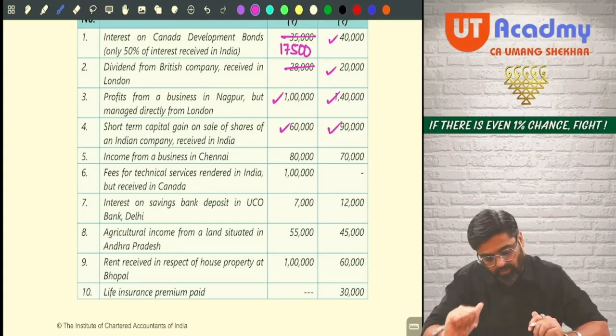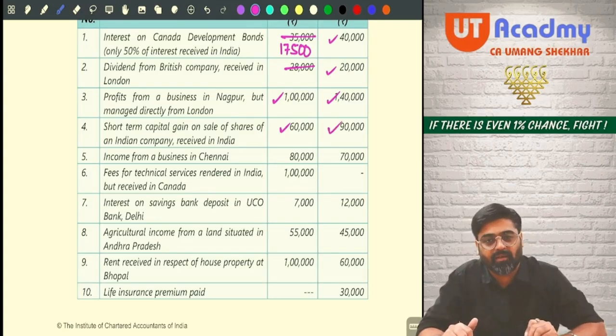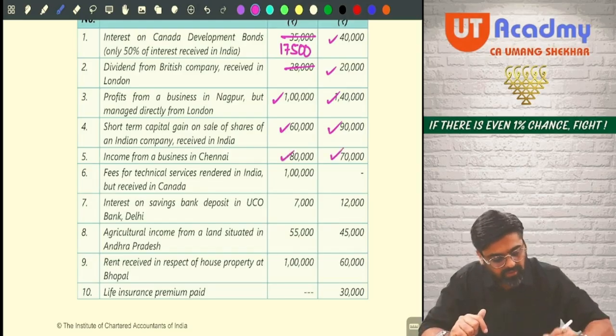Done? Next one. Income from business in Chennai. Very good. Accrued in India. This is your Indian income, taxable, taxable.